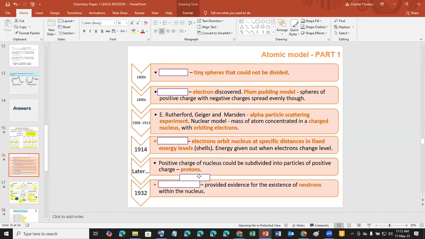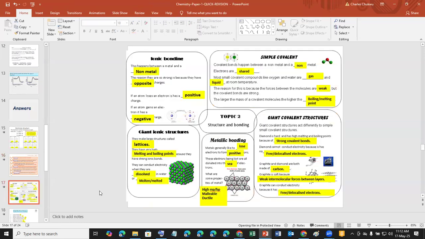Positive charge of the nucleus could be subdivided into particles of positive charge. That's protons. And then finally, someone, James Chadwick. All right. I think we answered this one, but let's just be sure that we got the right answers.